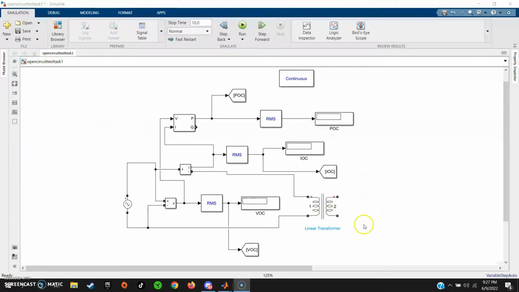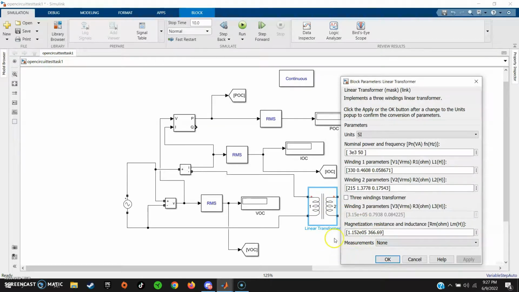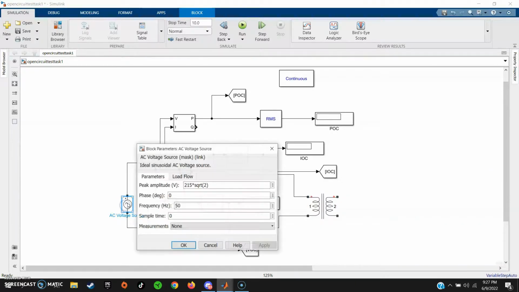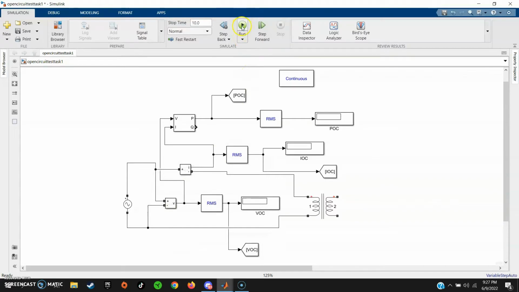So here we have the open circuit transformer. For the nominal power we use 3000, and for the frequency we use 50 Hz. For the first winding, the primary winding, we use 330, and the secondary winding we use 215. At the AC voltage source we use 215 and frequency 50 Hz. Okay, we will start the run.